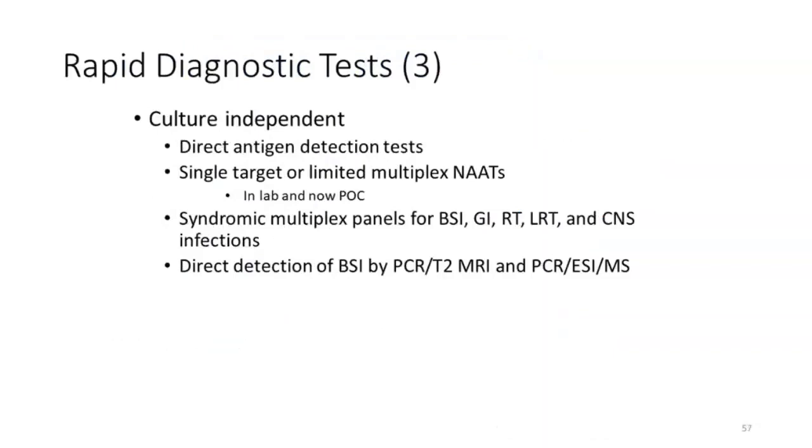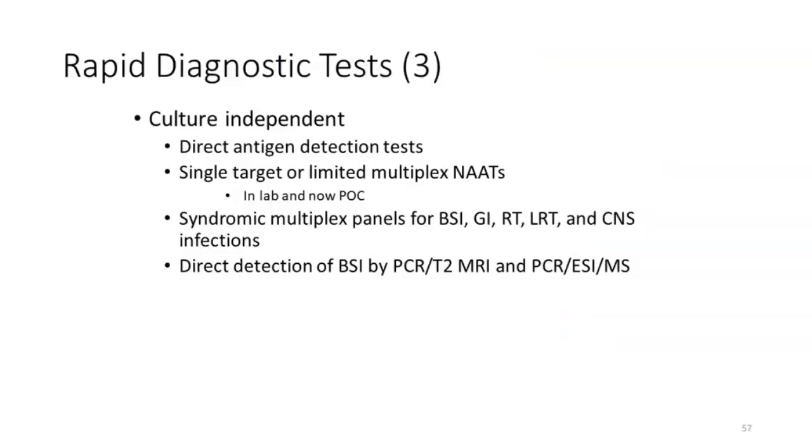Then we talk about culture-independent tests. So those studies, for the most part, you have to have a positive culture. There's a direct antigen test. There's point-of-care testing, which I already mentioned before. And then these syndromic multiplex panels, which I've mentioned, and then this direct detection by the T2 system, which I'll briefly mention at the end.